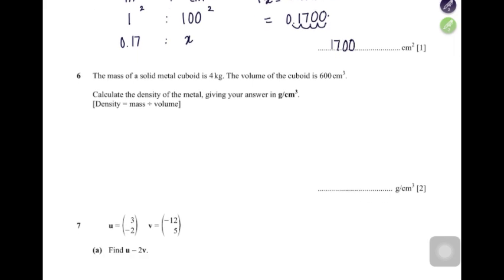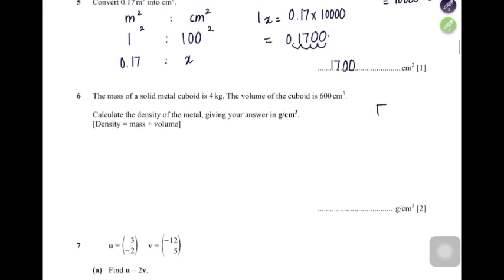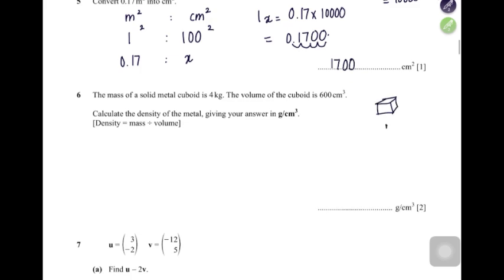Okay, question number 6. A mass of solid metal cuboid is 4 kg. So we have a cuboid. Remember, it's a 3D shape of square. The volume is 600 centimeter squared. Calculate the density in gram per centimeter cubed. So first of all, convert mass into grams. This is going to be 4 into 1000. 1 kg is 1000 grams. 4000 grams.